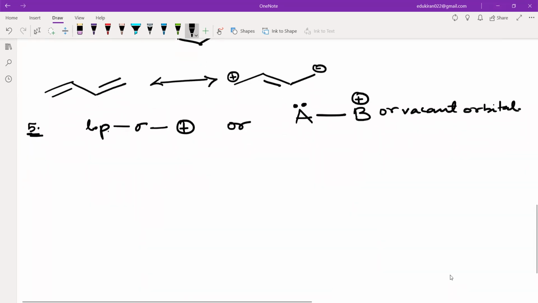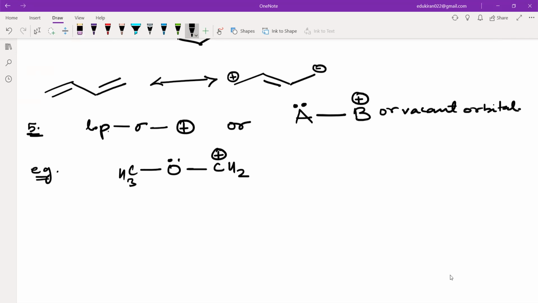Now, the example for this will be, let us say, CH3, single bond O, single bond CH2 positive. You can see that there is already a positive charge here, but where are the lone pair electrons? Oxygen always has a lone pair, so don't forget the lone pair of oxygen. Now, this oxygen will form a bond here and make a resonating structure like this: CH3, single bond oxygen, and double bond CH2. This oxygen will get a positive charge.